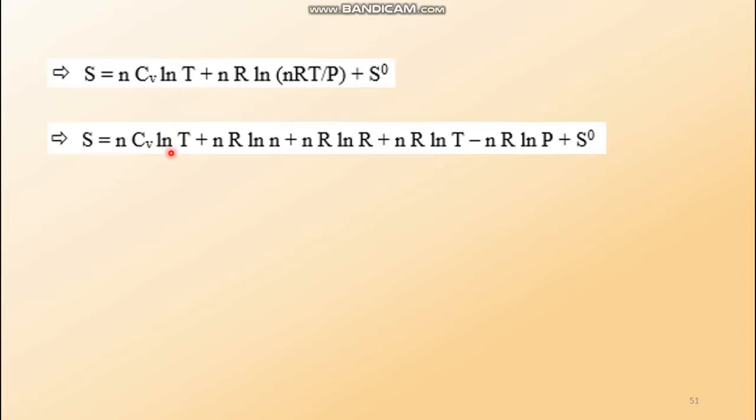So it is nCp ln T, but the second term has been expanded and analyzed into 4 parts. The first part is nR ln n, the second part is nR ln R, the third part is nR ln T, and the fourth part is minus nR ln P. Plus the third term of the right hand side is S0. So instead of 3 terms we have got here 6 terms.